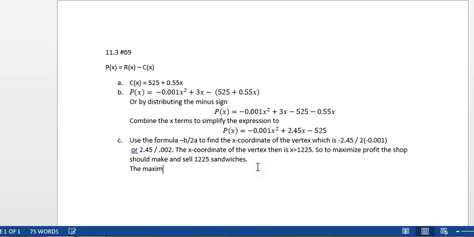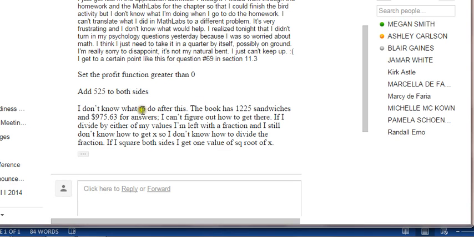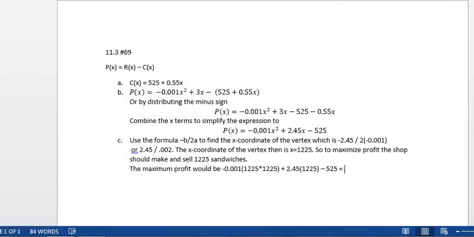Okay, the maximum profit would be negative 0.001 times 1,225 squared, so times 1,225 again, plus 2.45 times the 1,225 plugged in for x, minus 525. And if you do this computation on your handy dandy calculator, you will end up with the solution that you emailed me about, which is the one found in the book, the $975.63, rounded to the nearest penny.